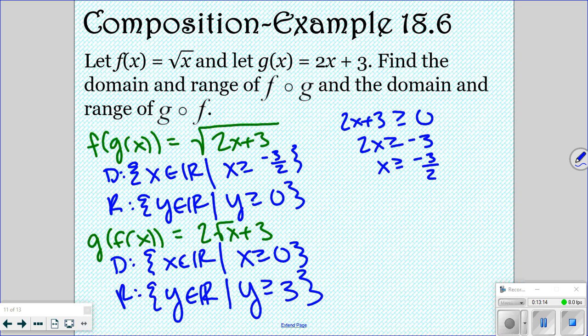So you just have to think about them a little bit to get your domain and range, and just kind of plug in some numbers to get an idea as to what answers you'll have.